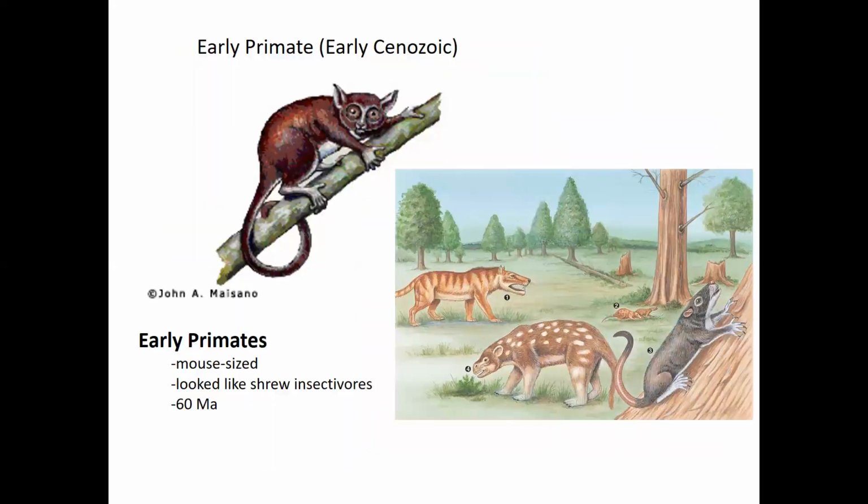So the early primates were one of the groups of mammals that diversified from the early mammals in the early Cenozoic. Early primates were small, about mouse-sized. They looked like shrews or insectivores about 60 million years ago. And you can see over here, this is illustration one, the early primate.